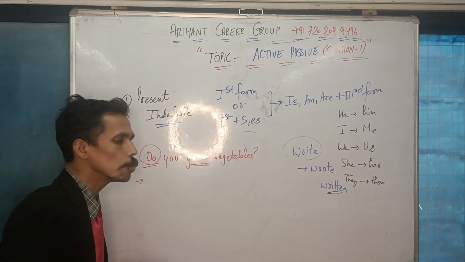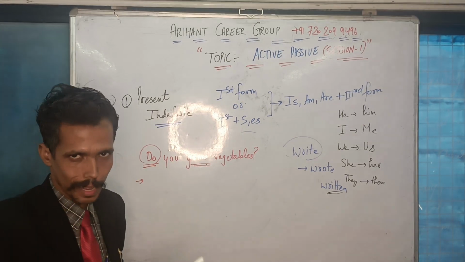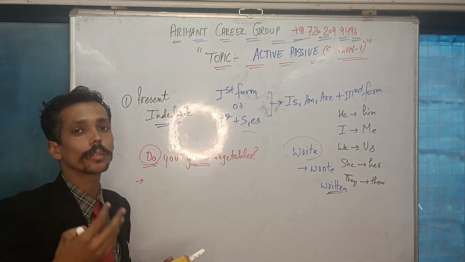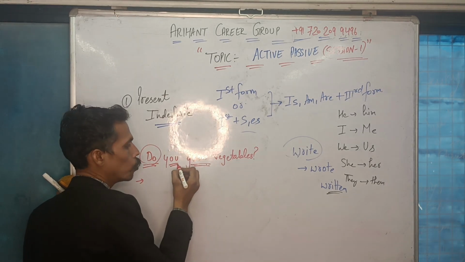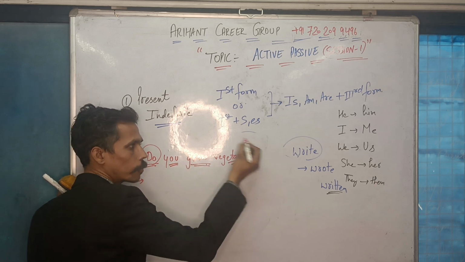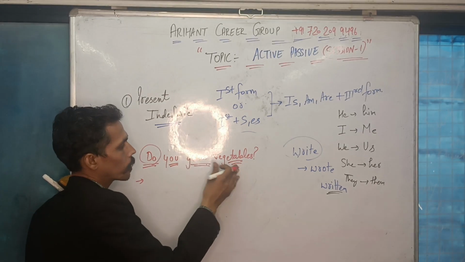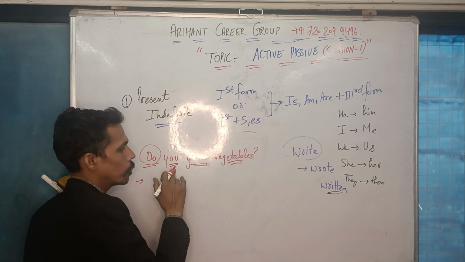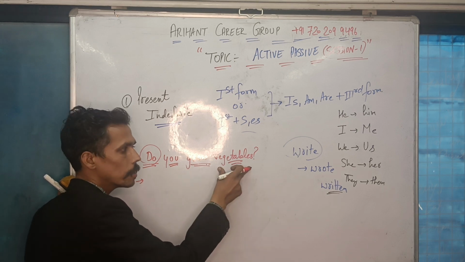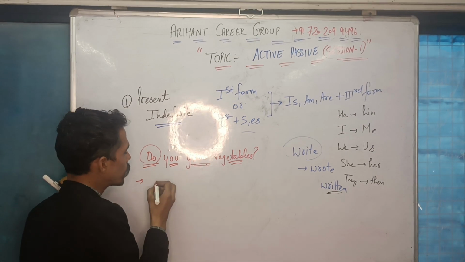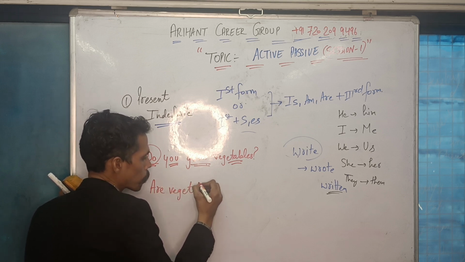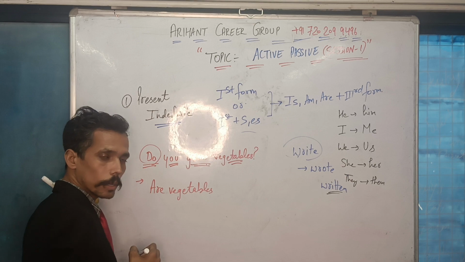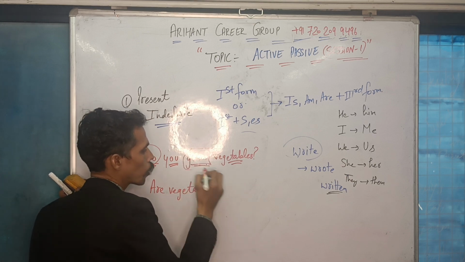But just because do comes before the subject, my helping verb will also come before the subject. And my subject here is you, and here is the object. In voice, the object becomes subject and the subject will become object. So vegetables means plural, so I will say, are vegetables. Now third form, grow, grew, grown.